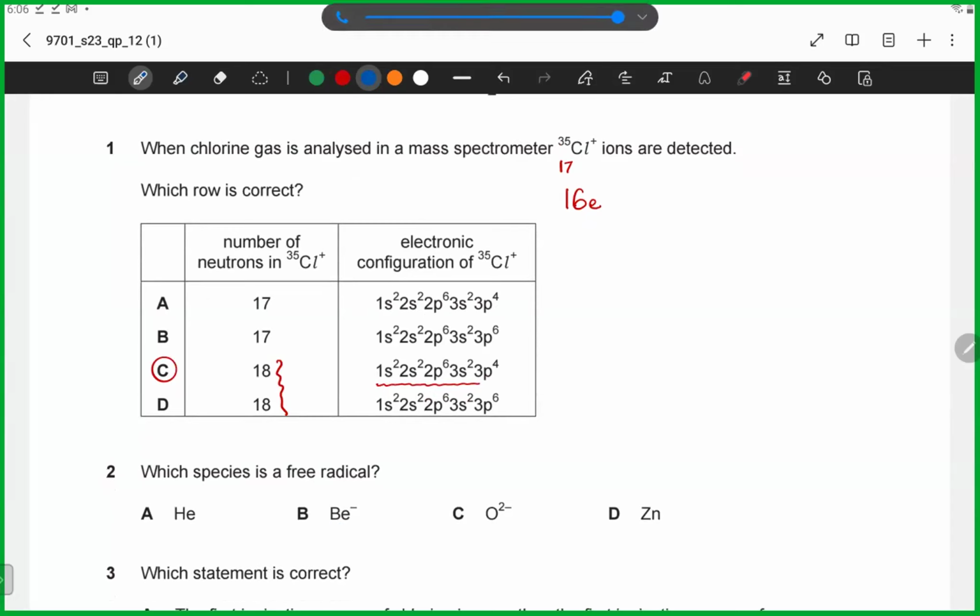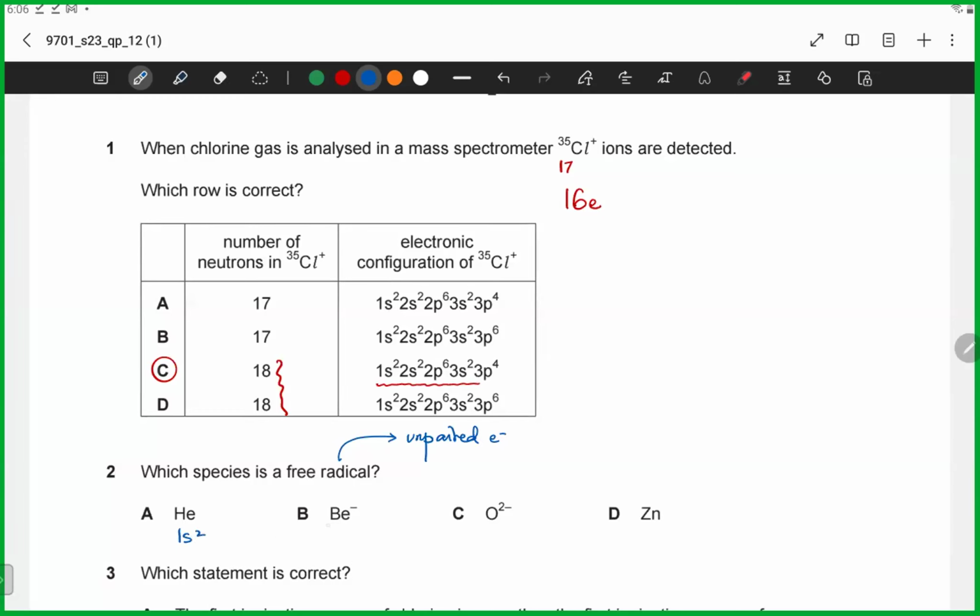Which species is a free radical, right? So what is a free radical? It's something that's very reactive and it's got unpaired electrons. Now, helium definitely isn't because it's 1s2. Beryllium is in which group? I think it's in group 2, right? So the outer electronic configuration of group 2 is supposed to be s2. But since it's got one extra electron, it's going to be s2 p1. So that means it will have an unpaired electron.